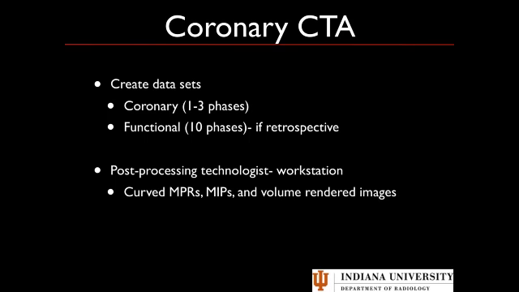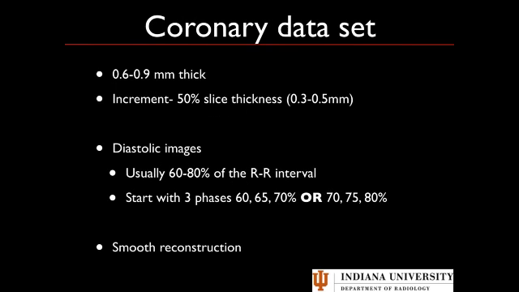Remember, at least in the United States, if you want to bill for a CTA, regardless of what body part it is, you have to do some 3D post-processing and store those on PACS and indicate that in your report. In general, the coronary data sets are going to be 0.6 to 0.9 millimeters thick, and for best image quality, you want about a 50% overlap. So if you have a 0.6 millimeter thick slice, your increment's going to be 0.3. If you're at 0.9, your increment's really going to be 0.45.